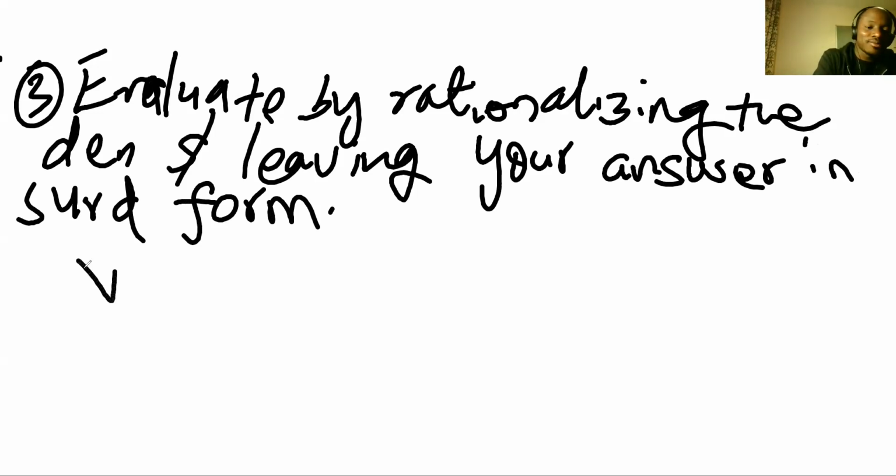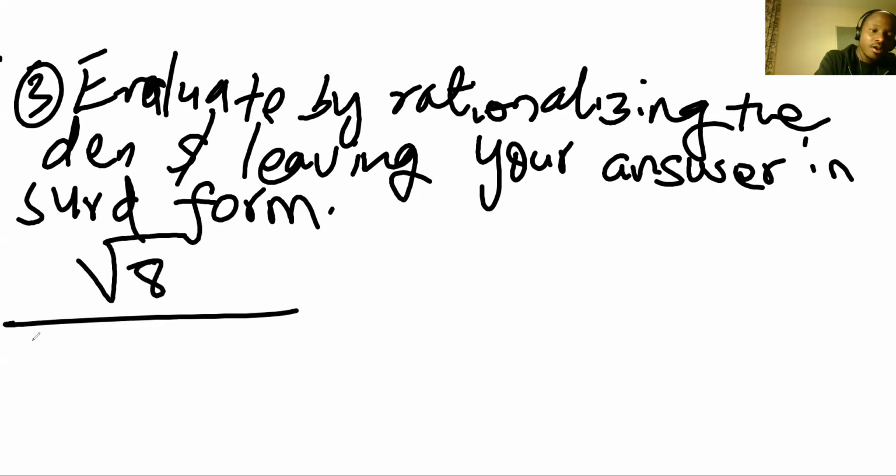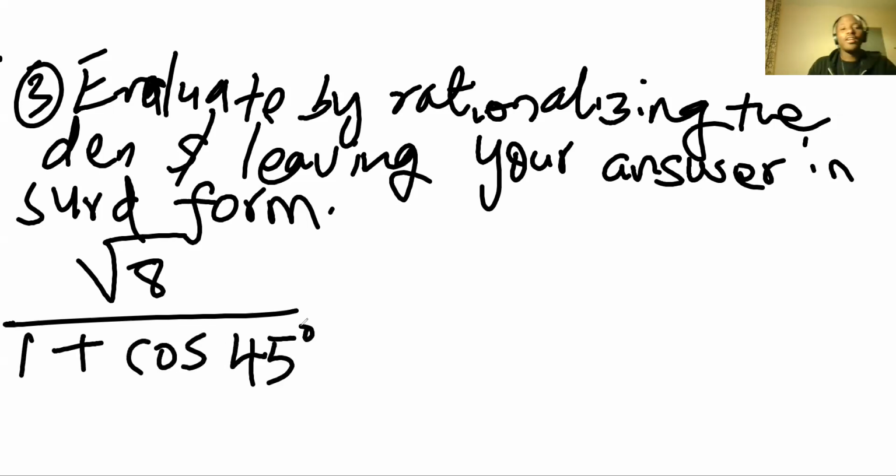So it's root 8 over 1 plus cos 45 degrees. Now, this sum takes a different form that has angles. Now, if you see the angle 45, we need to write this as a surd. And this one takes us to remember very critical triangles in trigonometry. I will draw them down here.